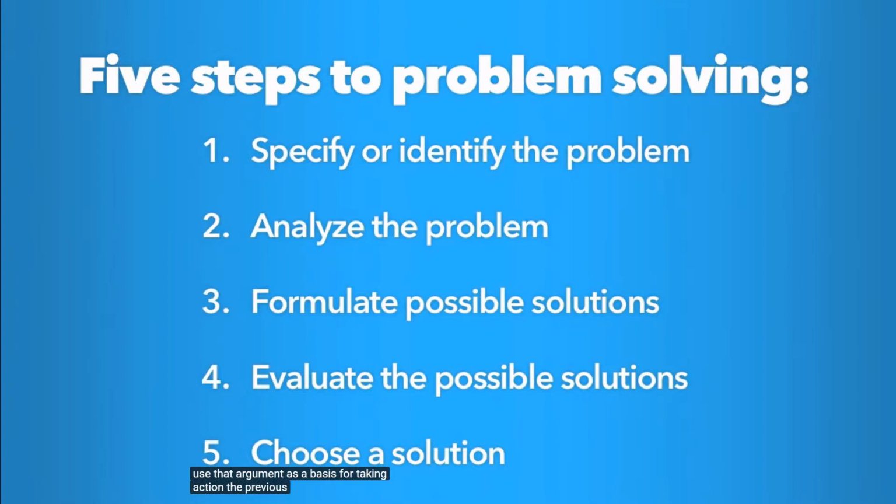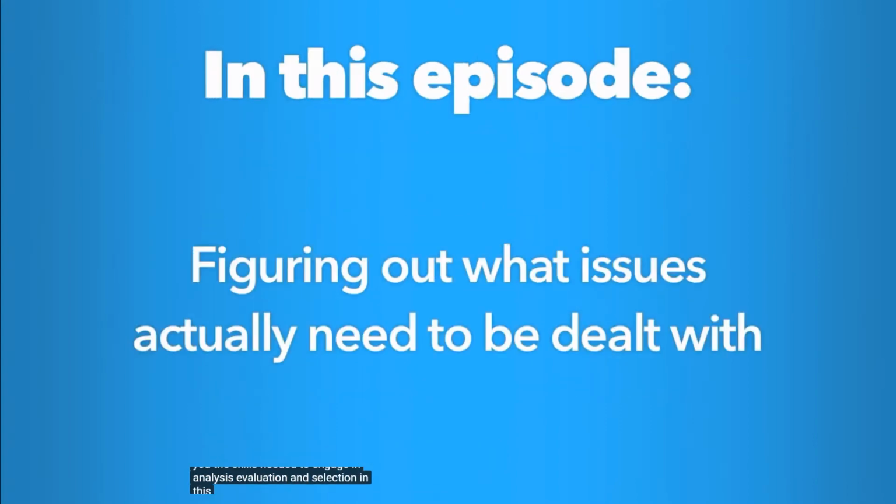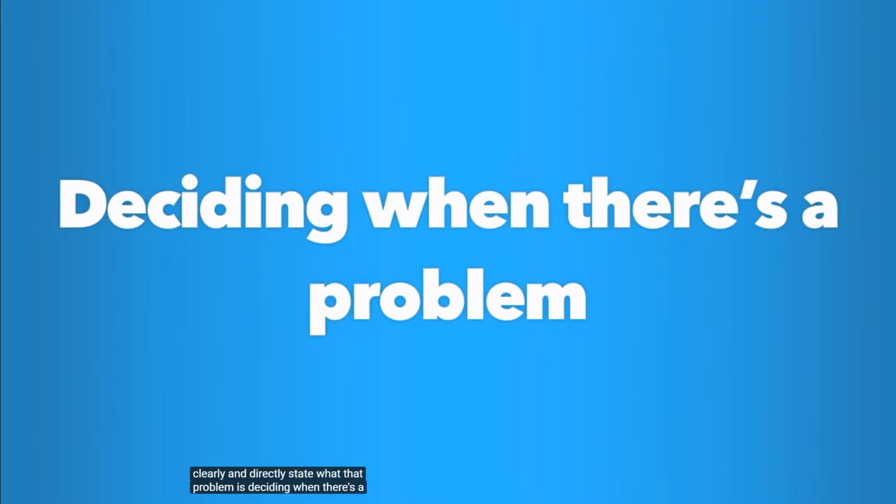The previous modules have given you the skills needed to engage in analysis, evaluation, and selection. In this episode, you will learn more about the first step, figuring out what issues actually need to be dealt with. Before we can move on to all those other steps, we need to believe that there is a problem in the first place, and we need to clearly and directly state what that problem is. Deciding when there's a problem may seem obvious or easy. Doesn't everyone know whether something is a problem? Not always. Disagreements about whether there is a problem that needs to be addressed occur all the time.